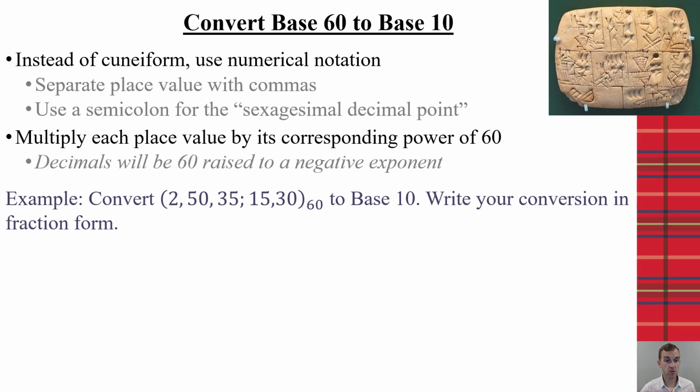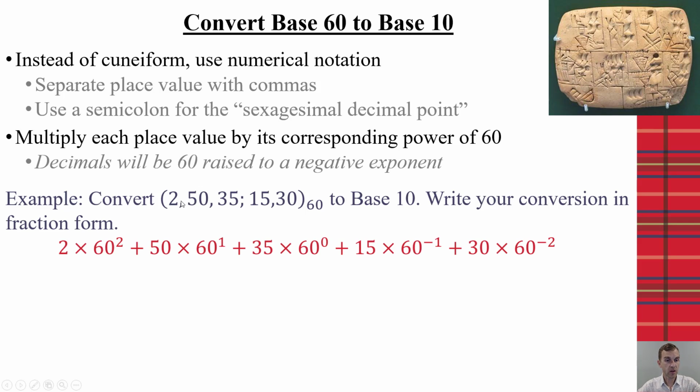So if I had the number 2, 50, 35; 15, 30 in base 60, and I want to convert that to base 10, I'm going to follow my place values one at a time. So if I look, this is 2 times 60 to the second, 50 times 60 to the first, and 35 times 60 to the 0th. That's why it's times 1. And then the semicolon tells me I'm now going into fractions. So this becomes 15 times 60 to the negative 1 and 30 times 60 to the negative 2.